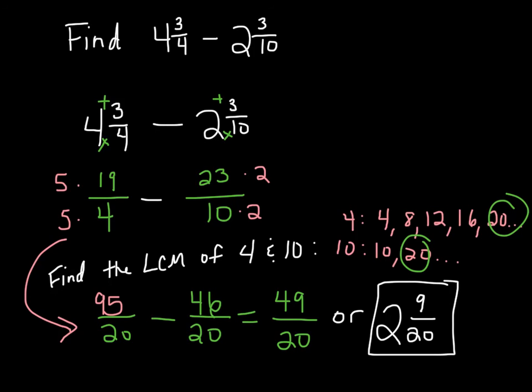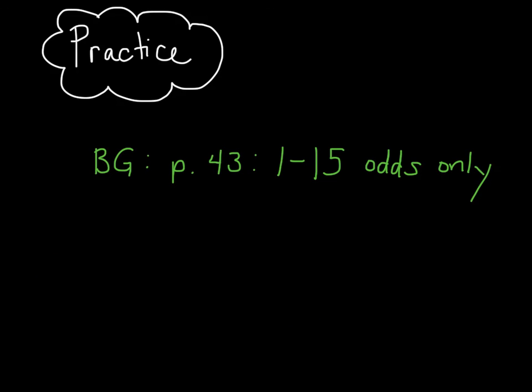And again, this should be just a refresher from last year, but this video is available if you want to go back, or if you need to ask questions about how to turn things from improper fractions to mixed numbers and vice versa, just let me know. To do a little bit of practice on this, you're going to do from Big Green, page 43, and you're going to do 1 through 15, odds only.